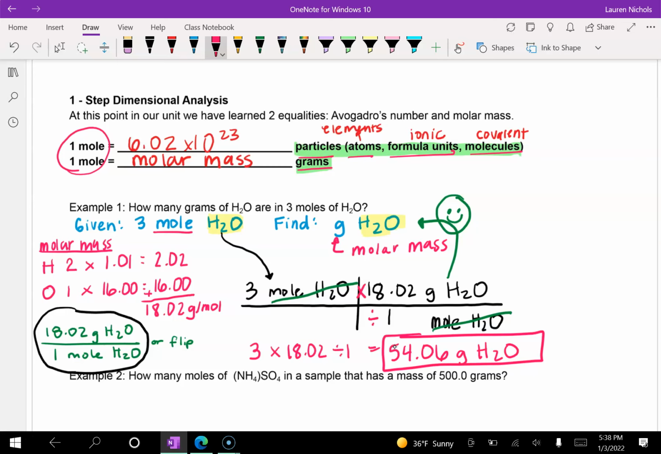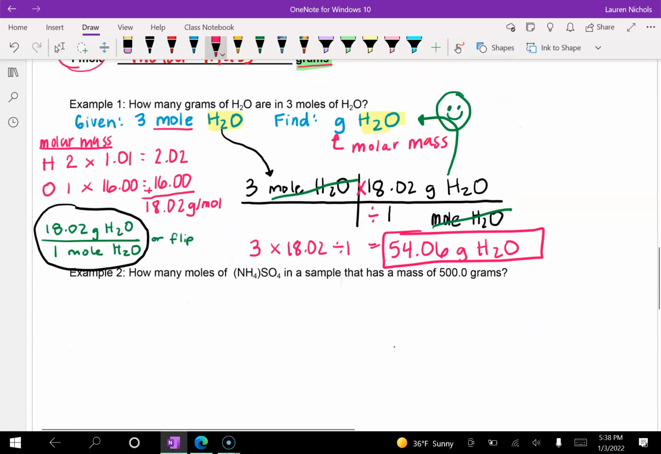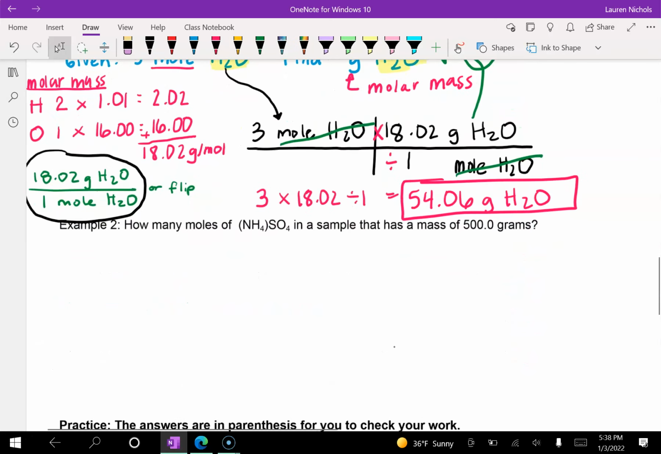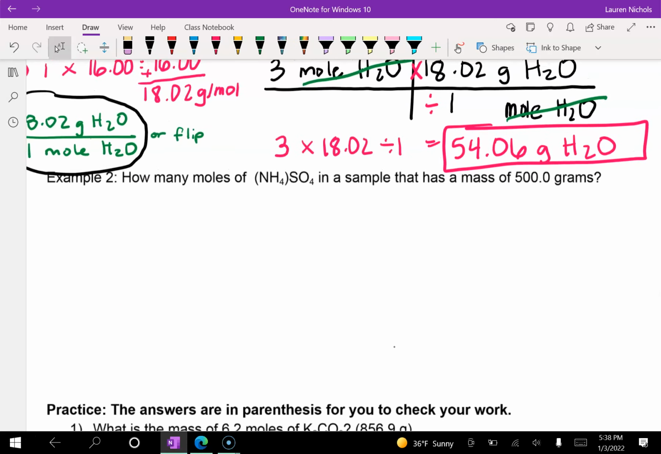Write down what's given, what we are trying to find, and what conversion factor we need, and we set up our problem. Let's look at example number 2. Example number 2 says: how many moles of ammonium sulfate are in a sample that has a mass of 500 grams? So again, we're going to write down what's given to us and what we are trying to find. We can see that we have 500 grams of something.